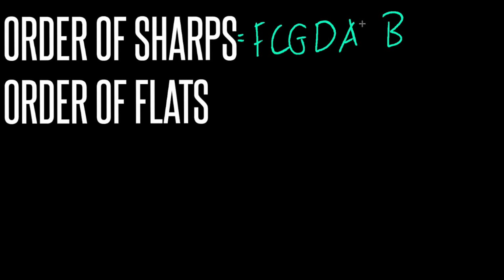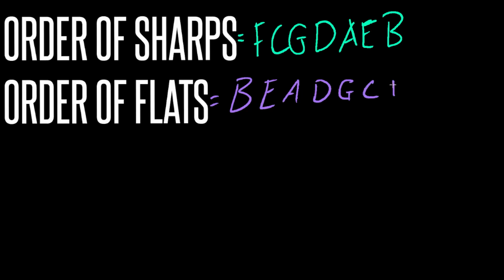The order of sharps goes as follows. Write this down if you will. F, C, G, D, A, E, B. The order of flats is this: B, E, A, D, G, C, F. The order of flats is just the order of sharps, but flipped, if you notice that. It's actually easier to remember the order of flats first, since it spells out the word BEAD, and then GCF, greatest common factor. So BEAD, GCF.